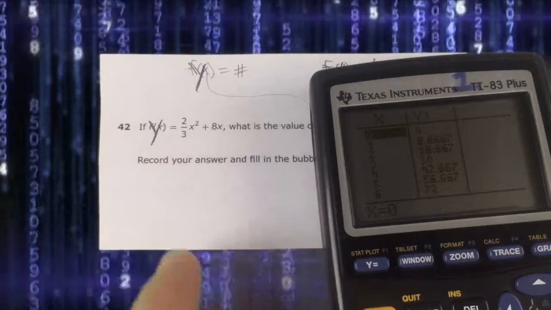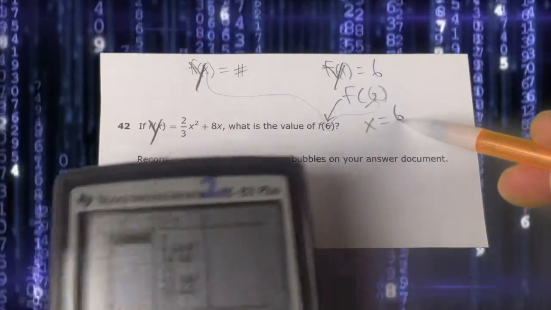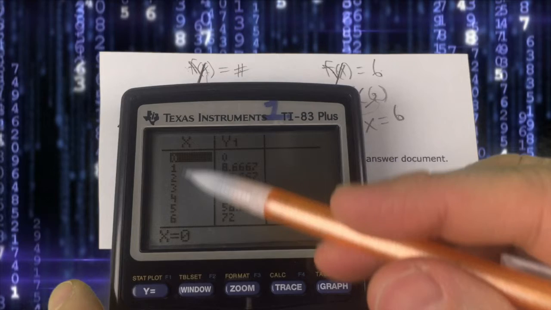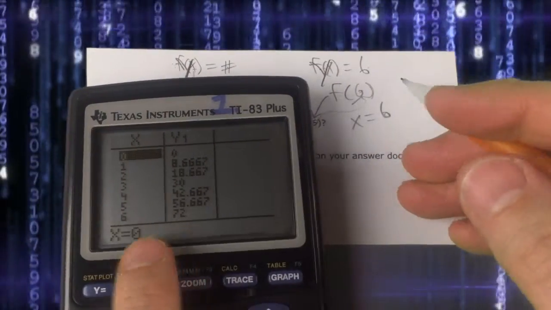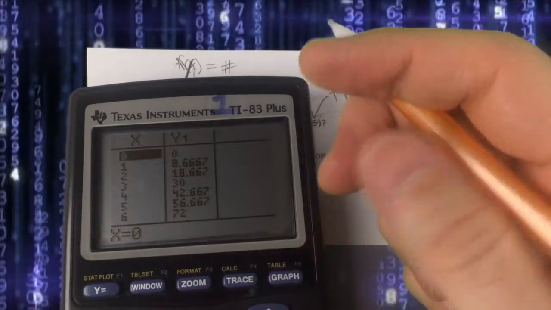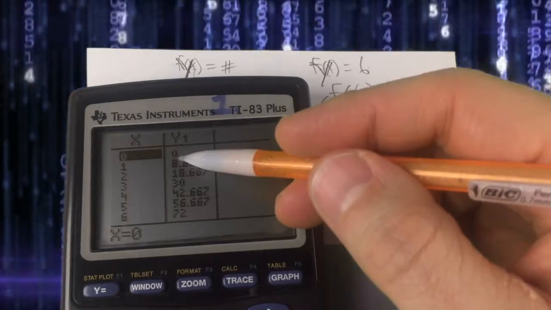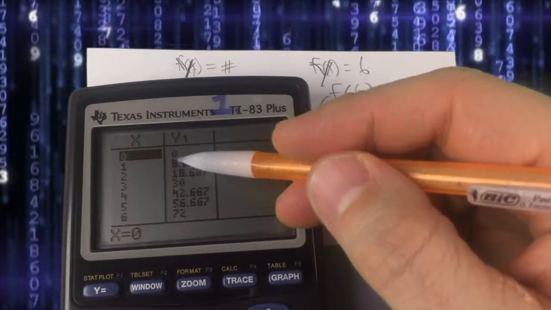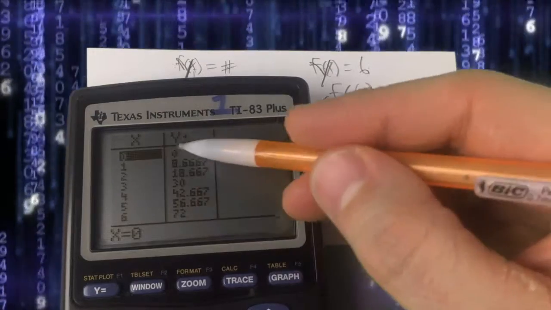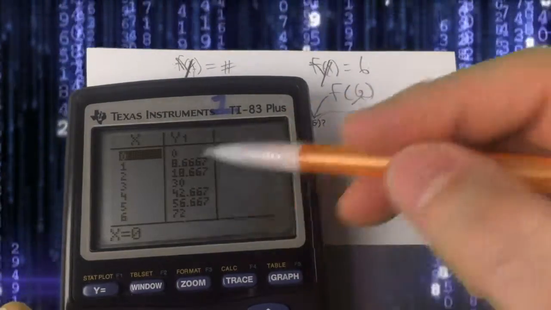Okay, now here's what I'm looking for. I'm looking for 6 in the x column. And there it is. Super simple. But here's the thing. If I had looked for 6 in the y column, well, they were actually nice to us. There's not a 6 in the y column. It's like a decimal type number, right? So that wouldn't be there. Okay, but oftentimes it is there.